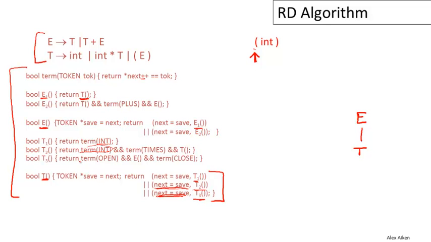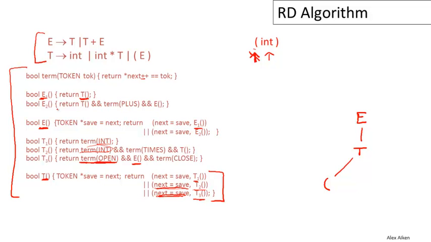The first thing it's going to do is ask, is the first thing in the input an open paren? And in fact it is. And so the input pointer will advance to point to the int. And then it's going to try to match something derivable from E. So now we have our first recursive call to E. We're back here at E, and it's going to try E1 first and then E2.